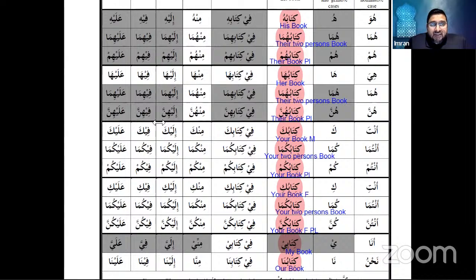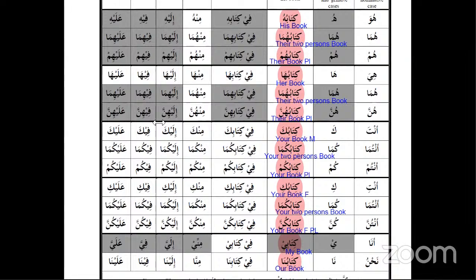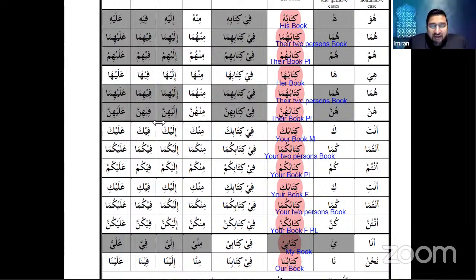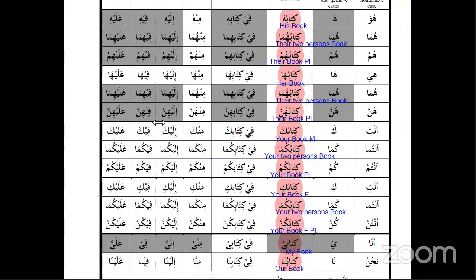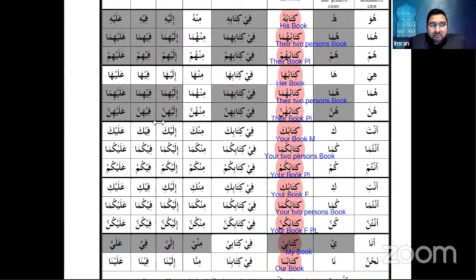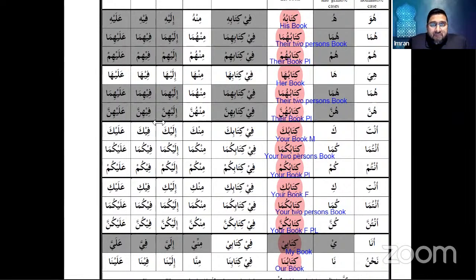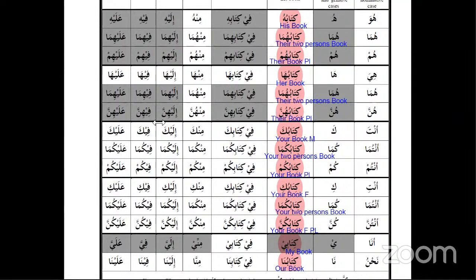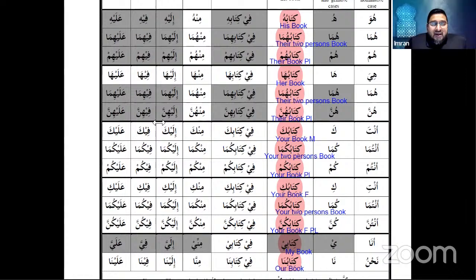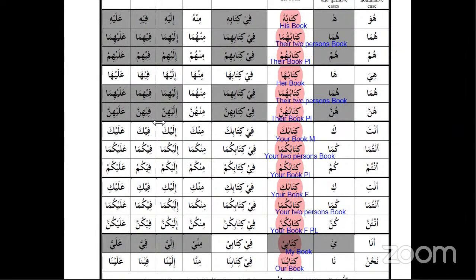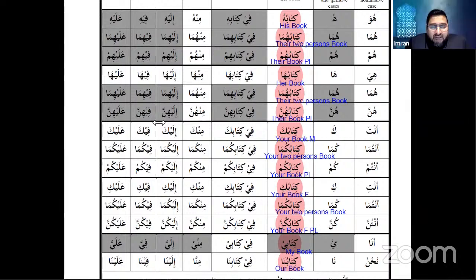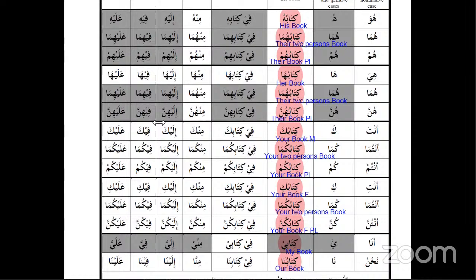Now, Sister Shanaz, can I test you now? Yeah, go ahead. I'll make it easy. How do you say my book? Kitabi. How do you say his book? Kitabuhuma. No, his book, one person. Kitabuha. That's her book. His book. Kitabuhu. Correct. And her book is Kitabuha. Correct.